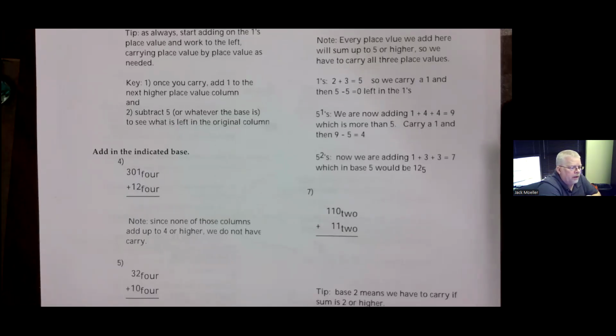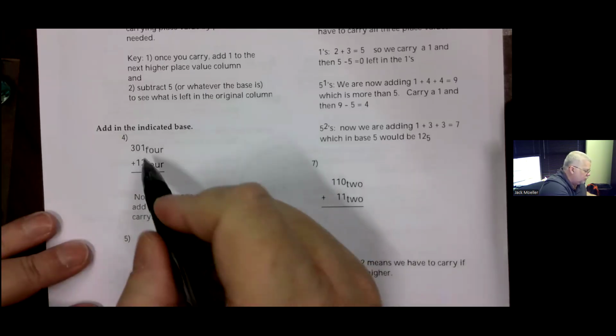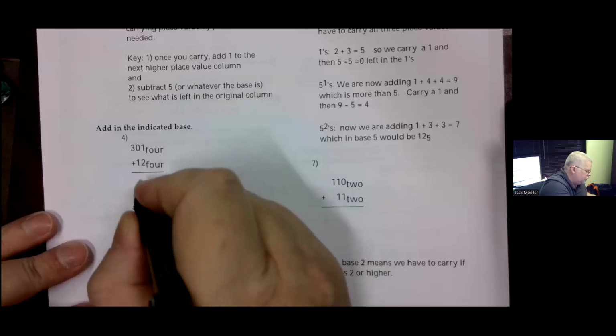All right, so we're adding 301 in base 4 to 12 base 4. By the way, we're never going to mix bases. You're not going to have a base 4 and a base 5 problem, so don't worry about that. And again, we're only going to have 2 numbers to add. Start on the right and work your way to the left. So 1 plus 2 is 3. Is 3 good? Yes, because we're in base 4, so we can have anything 3 or lower.